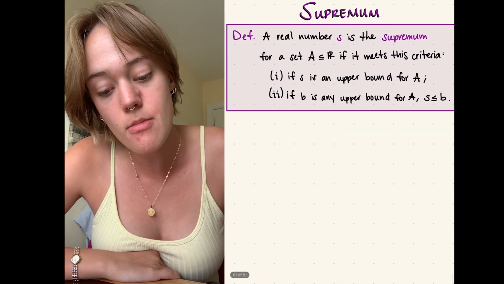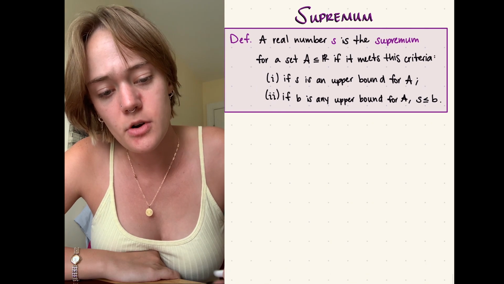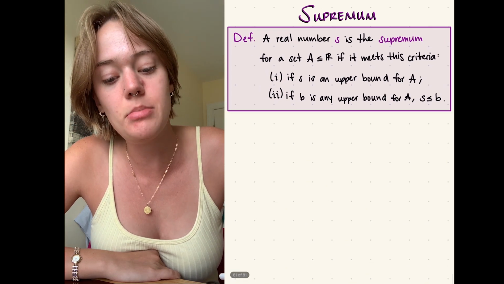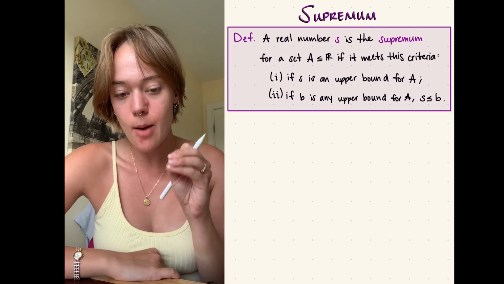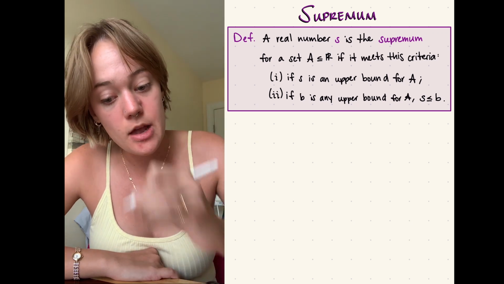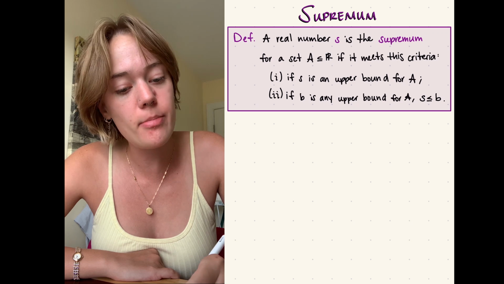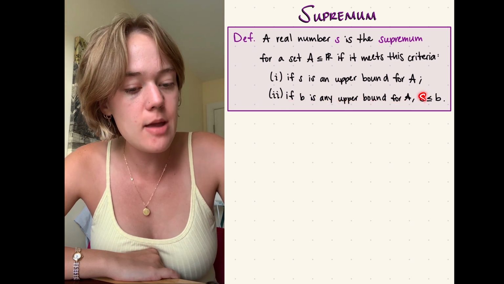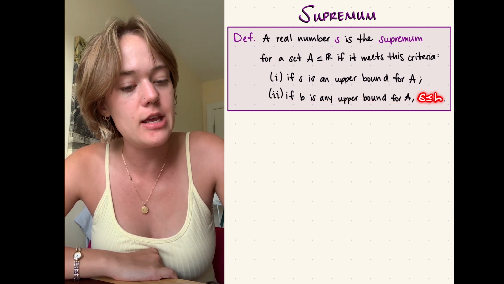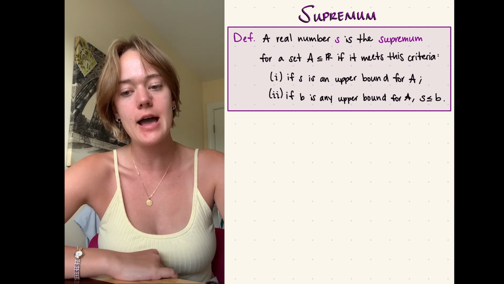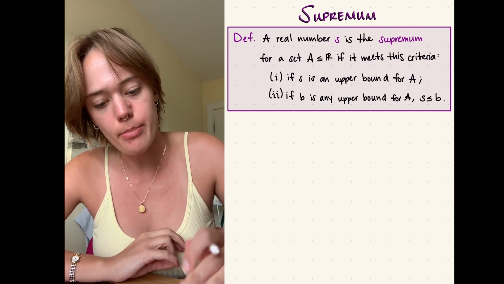So for us to have a supremum, it needs to be an upper bound, specifically an upper bound for A. And then our second piece of criteria says that if B is any upper bound for A, then our supremum is going to need to be less than or equal to B. So I think of this as being the best upper bound.